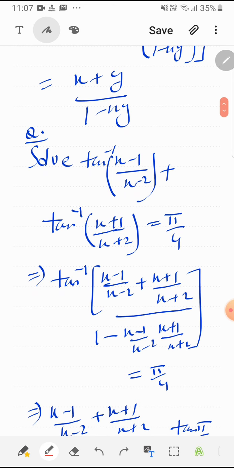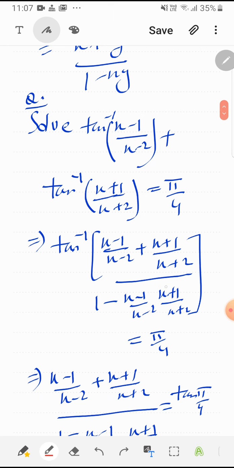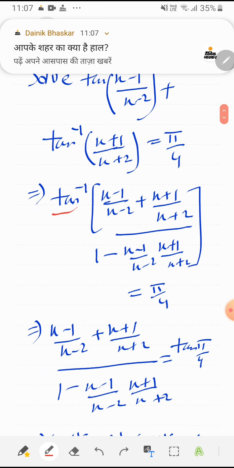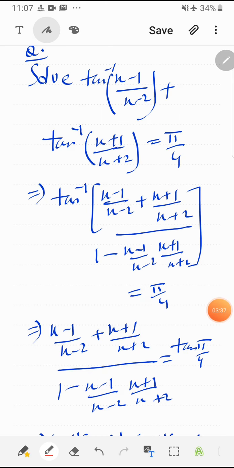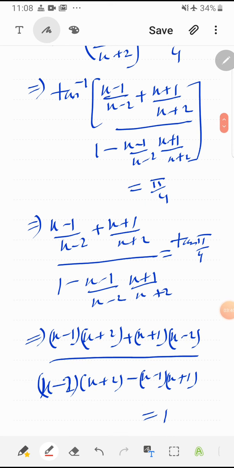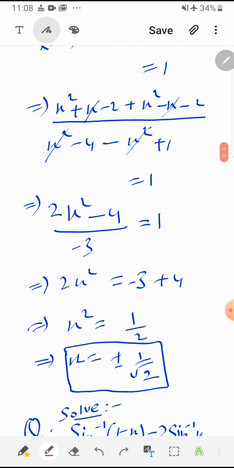upon x plus 2 is equal to pi by 4. So first we apply the formula which we applied in the above question. Now it becomes tan inverse of x plus y upon 1 minus xy. Now applying tan on both sides so that this tan inverse will be removed, and here we will get tan of pi by 4. So we are left with this expression, and the right hand side becomes 1 because tan pi by 4 is 1. Now taking LCM, opening the brackets and simplifying the terms, we are left with x square equal to 1 by 2, or x is equal to plus minus 1 by root 2.